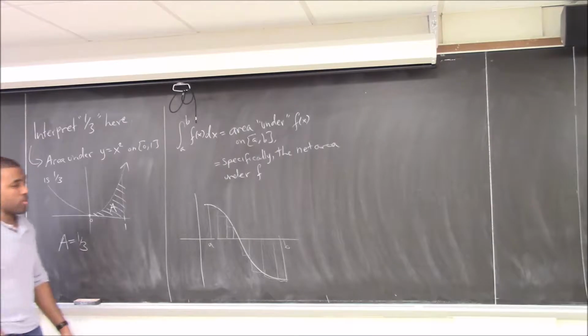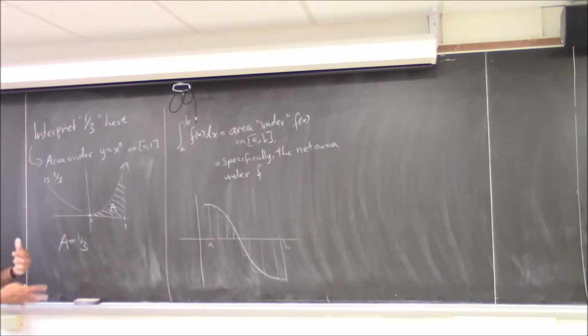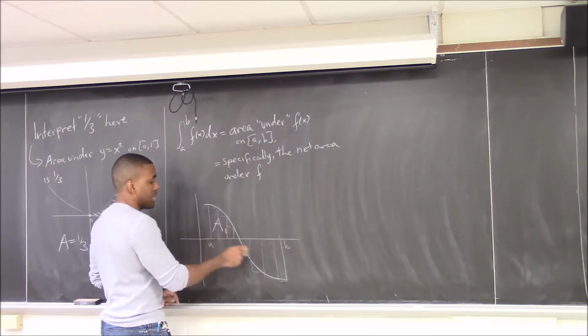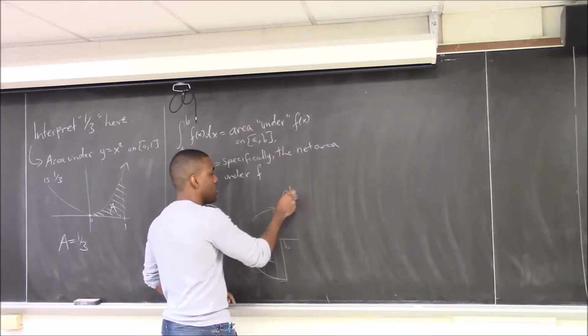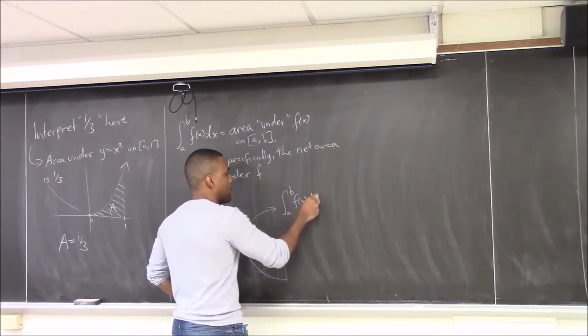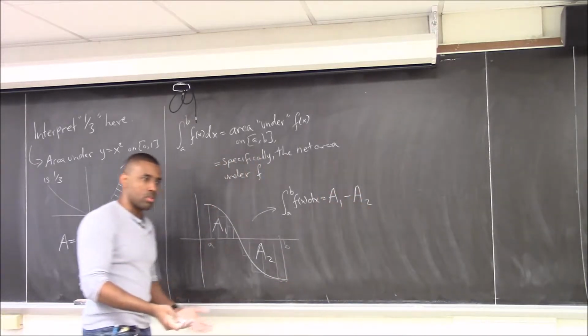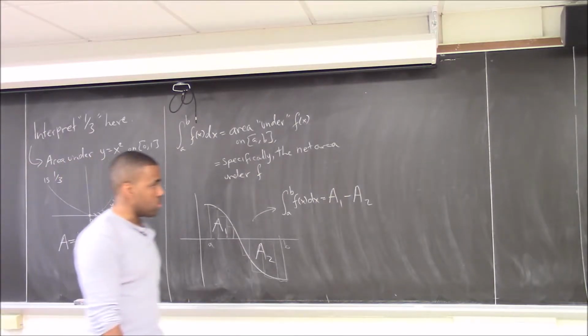And if you have an interval where a part of your function is above and a part is below, it'll actually subtract them. So if this here is the first area and the second area, then if you compute this integral, it will give you area 1 minus area 2 as the result. So that's just something you have to worry about.